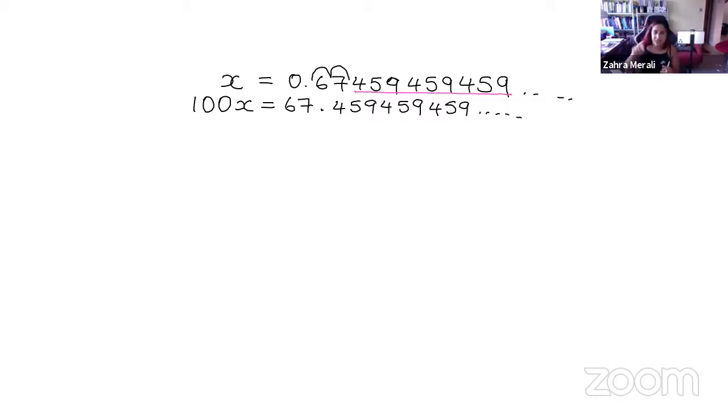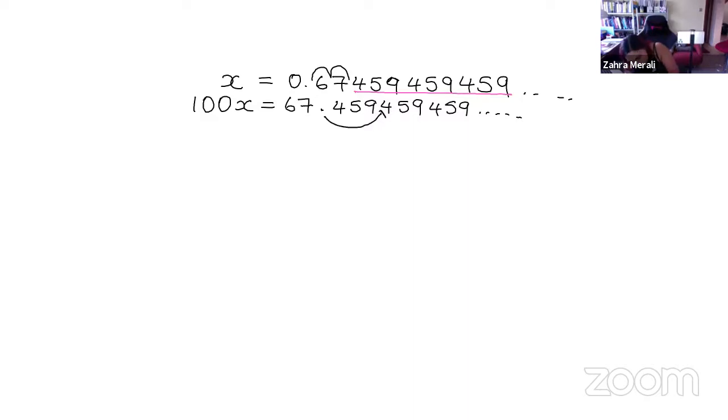0.67459459459, so I can see that my recurring bit is this, but I want that to be the only thing after the decimal place. So what we're going to do, well, if we multiply it by 10, hopefully you'd see that you're only getting rid of the 6. So we're going to multiply it first by 100. So 100x is going to move this 2 decimal places. So you're going to get 67.459459459.